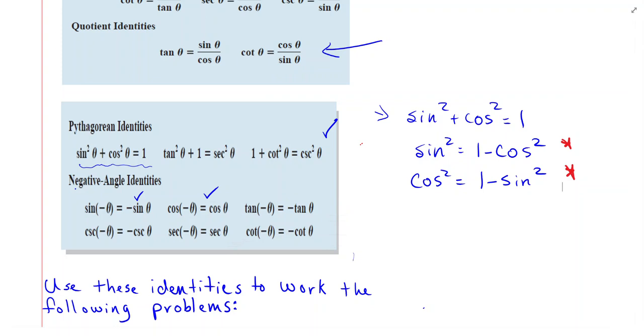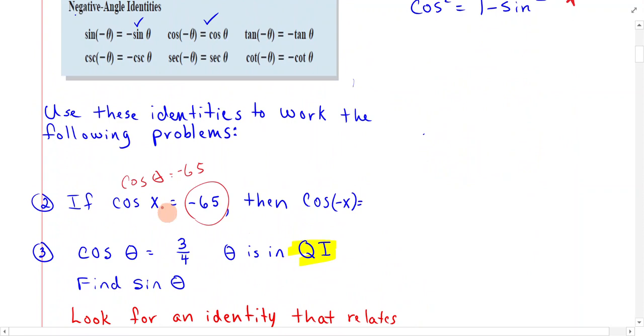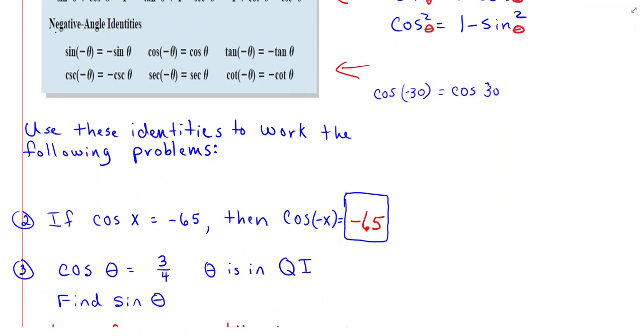And let's see how some of these work. So the negative angle identities: if cosine x equals negative 65, then cosine of negative x equals negative 65, because whatever cosine is here, it's also equal to cosine of the negative of the angle. So cosine of negative theta equals cosine of theta.